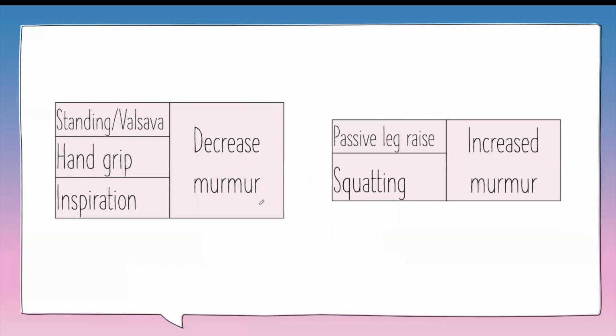Passive leg raise and squatting, however, both lead to an increase in preload, which leads to an increase in left ventricular volume, increasing the flow through the stenotic valve, which is why you have an increase in murmur. These will come up not only in your practice questions, but on the steps. So please know your bedside maneuvers. In each video covering the cardiac murmurs, I will be addressing the bedside maneuvers for that.